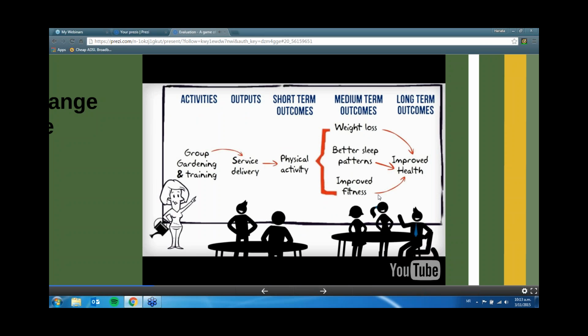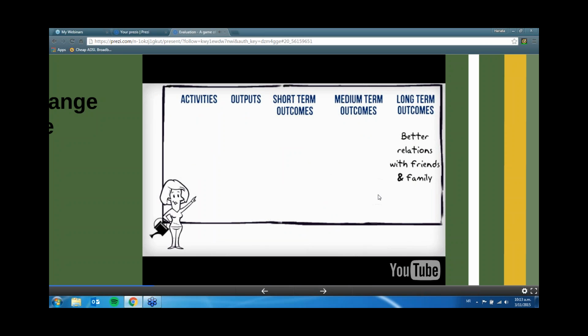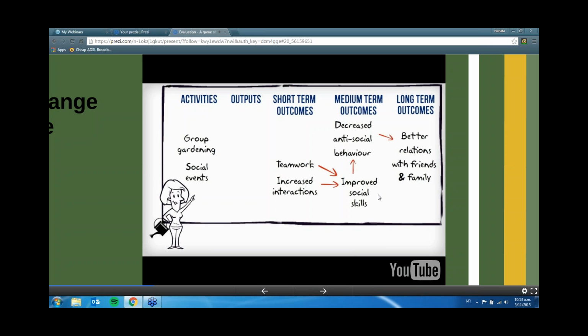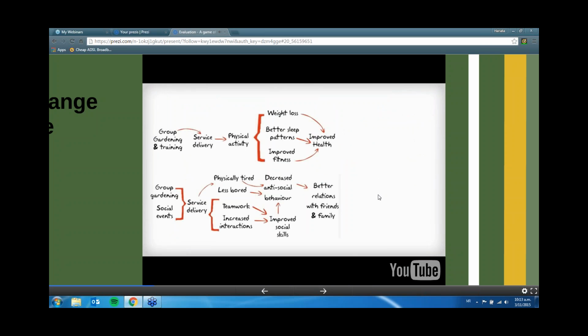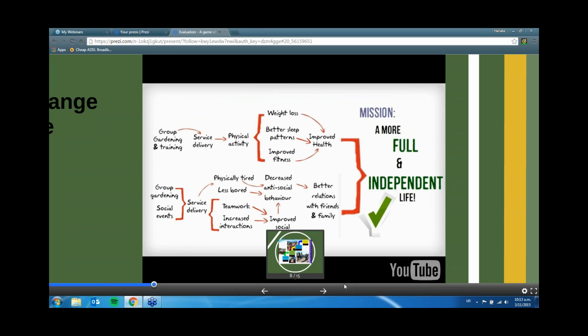Another theory of change is that the program allows better relationships with friends and family. Why? Because the client is less likely to throw tantrums and perform other types of antisocial behaviour. Why is that? Because their social skills have improved due to the social nature of group gardening and social events. Also, the clients are more tired after days gardening and are less bored. So there you have two examples of theories of change or impact chains. These both relate to the mission statement because they are providing a more full life for the persons with disabilities, which is part of the mission statement.